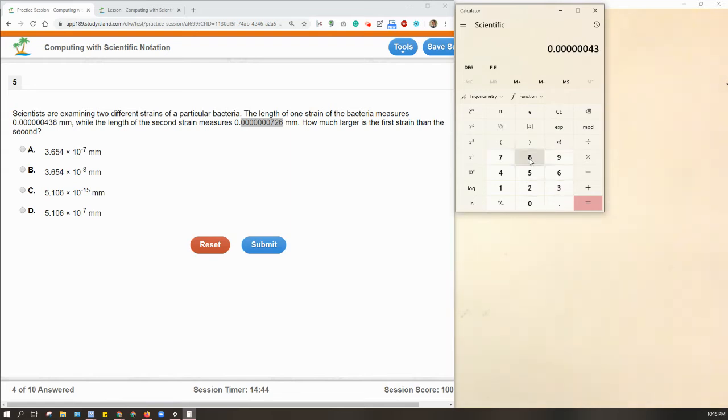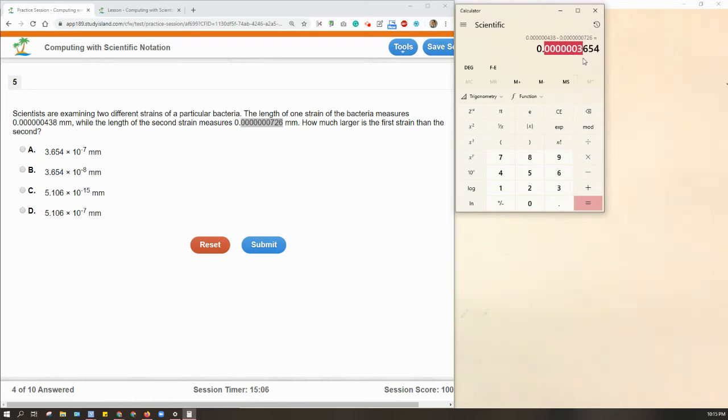0.000000438 minus 0.000000726. And when you do that, you get this. What is this in scientific notation? How many zeros do we have leading? 1, 2, 3, 4, 5, 6 zeros. And then you have your 3.